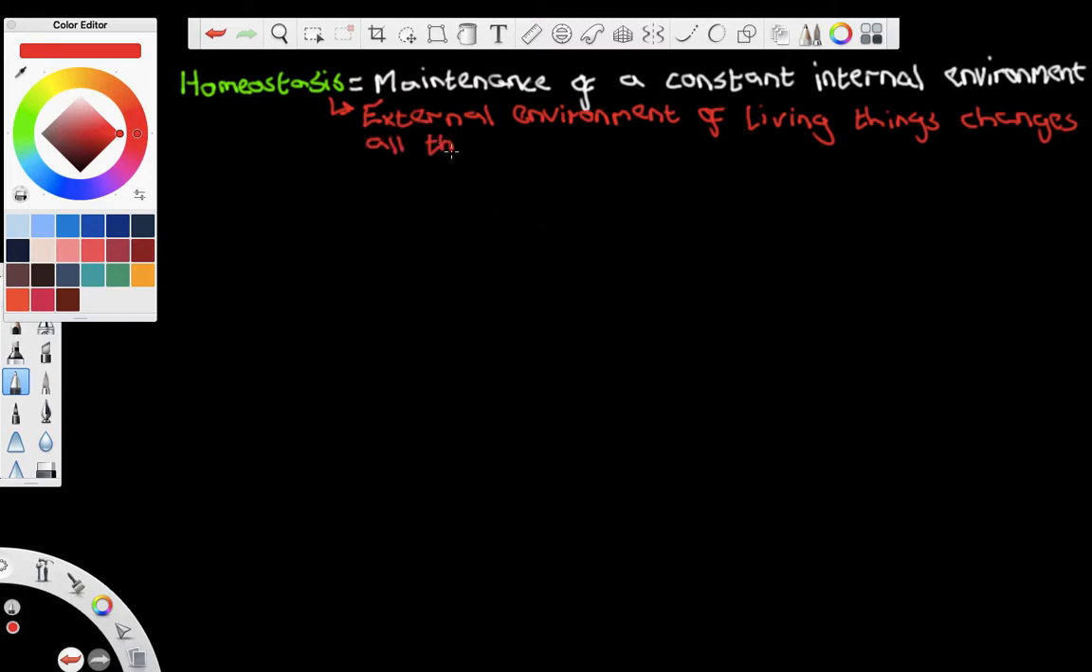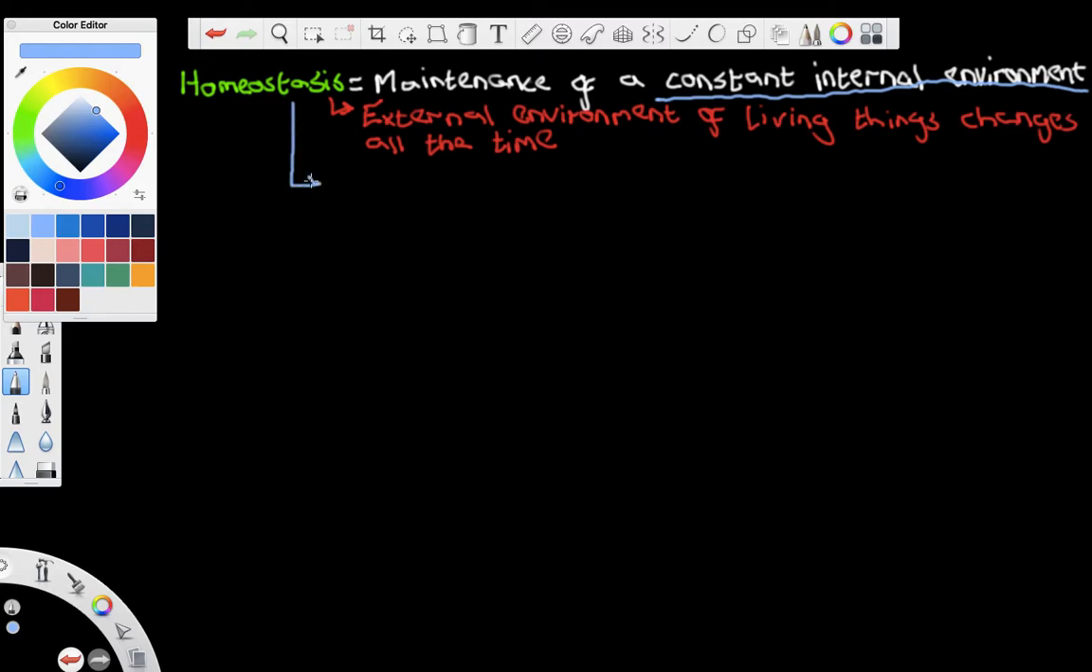So earlier today I was out in the garden and it was raining initially, and eventually the clouds parted and it went sunny. So things such as humidity, the amount of water, temperature, amount of light would have changed in just that short span of time. But by keeping a constant internal environment, we are able to ensure that the physiology of our body works properly.